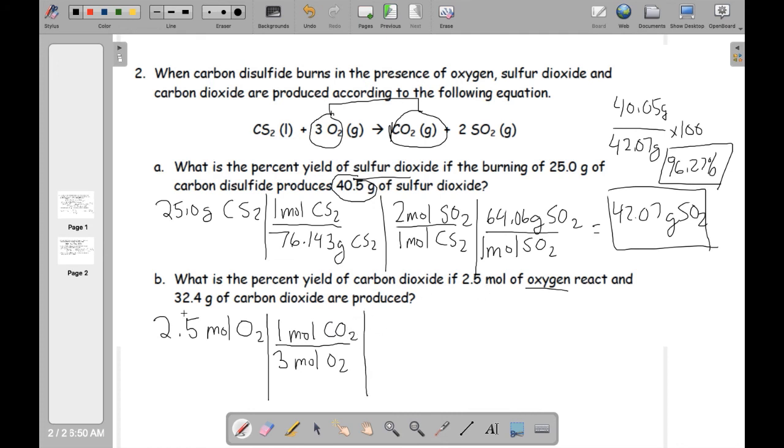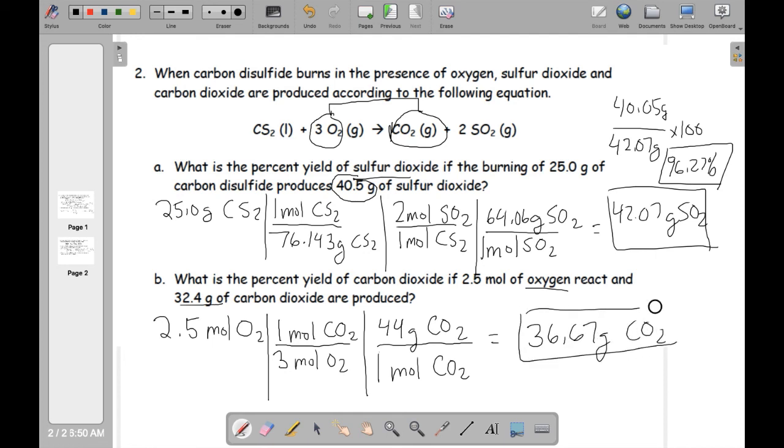Now we're going to have to go to grams. They're giving us grams instead of liters here. So 1 mole of carbon dioxide equals around 44 grams of carbon dioxide. If I do the math on this, I'm going to get somewhere around 36.67 grams of CO2. So what does that mean? My theoretical yield for this equation is 36.67 grams of carbon dioxide. If everything goes perfectly, this is what I should get.